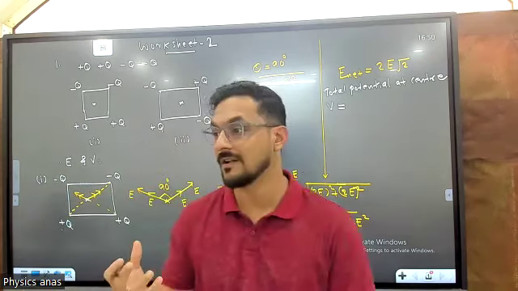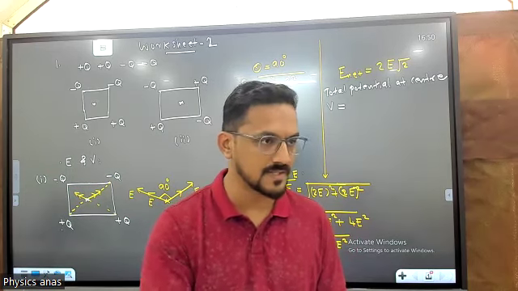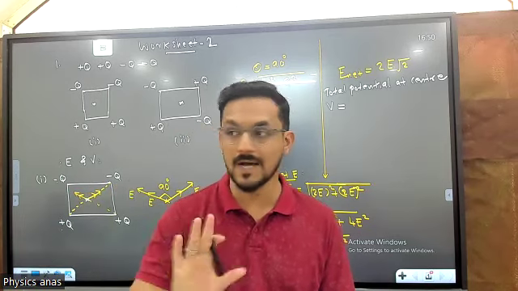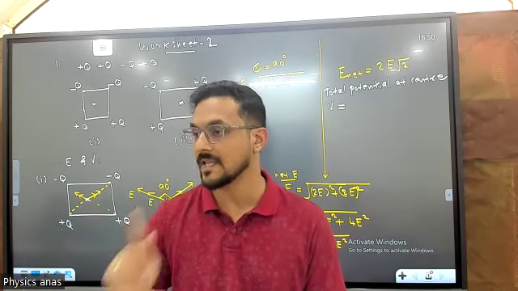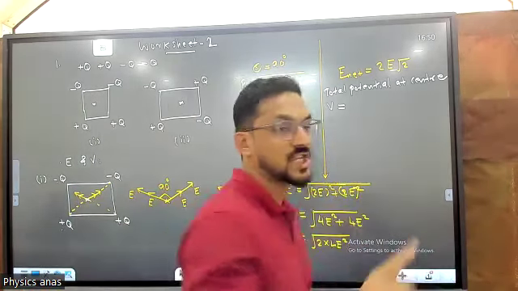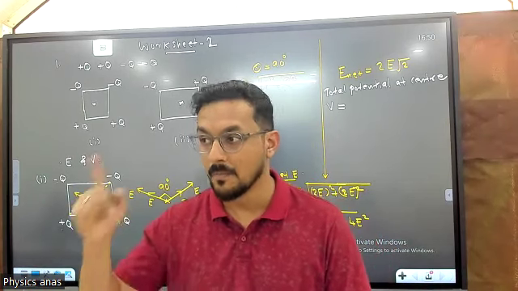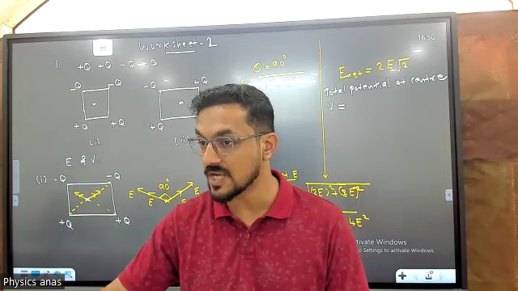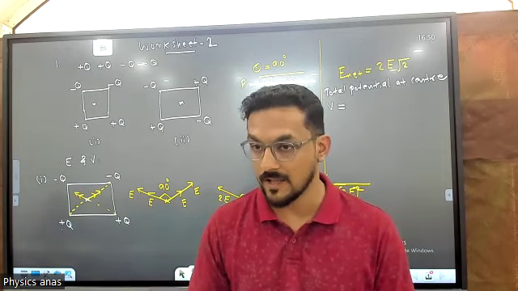What is the equation for potential? 1 by 4 pi epsilon naught can be taken as K for our convenience. Then what is that? K Q by R. That's potential. There is no R squared in potential. K Q by R is the equation. Is that okay? Potential due to positive charges is positive. Potential due to negative charges is negative. Is that okay?